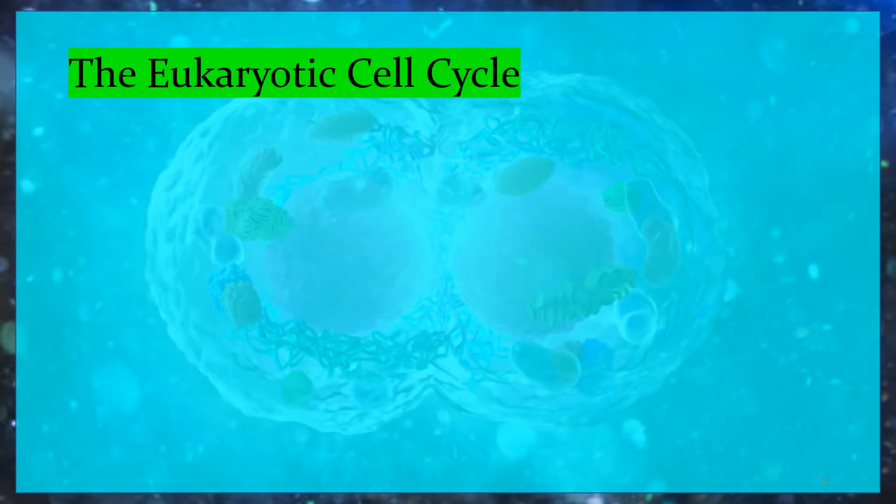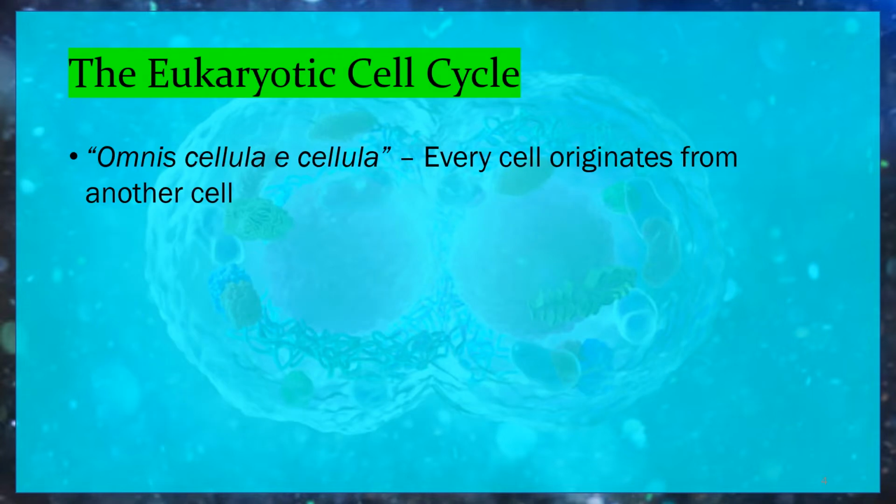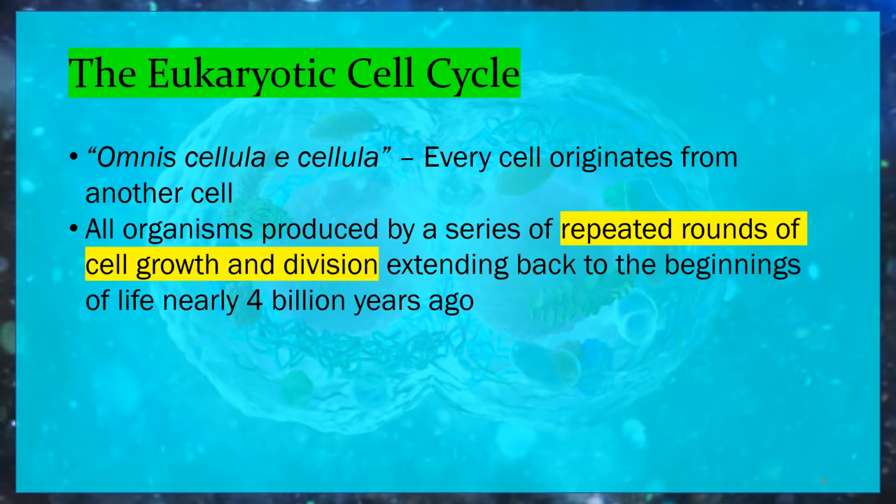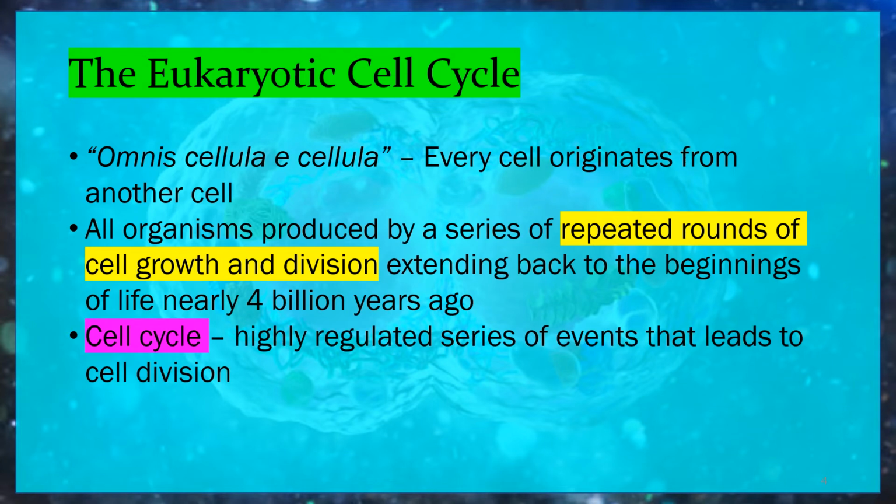Eukaryotic cell cycle. Okay, we have this omnis cellula e cellula, which is every cell originates from another cell, which we know is part of cell theory. All organisms are produced by a series of repeated rounds of cell growth and division, extending back to the beginnings of life nearly 4 billion years ago. The cell cycle itself is a highly regulated series of events that leads to cell division.